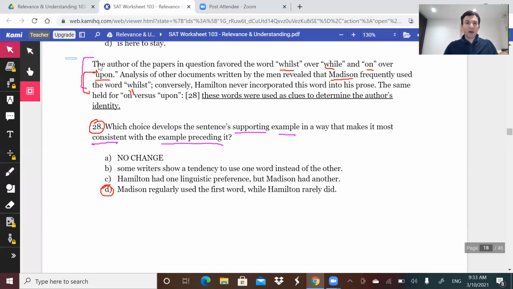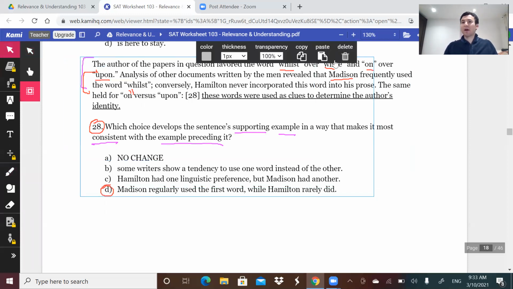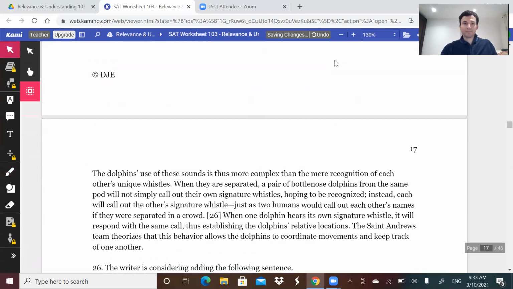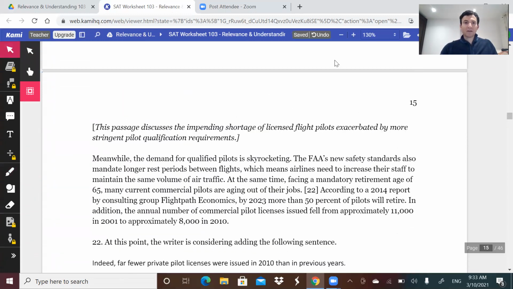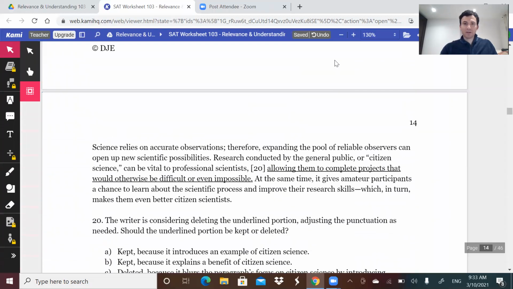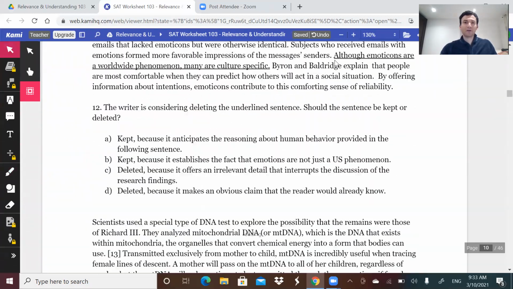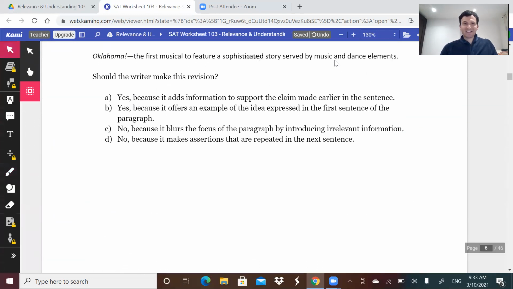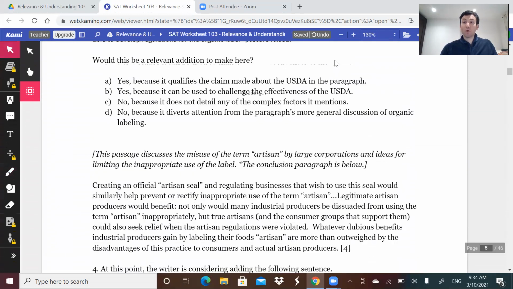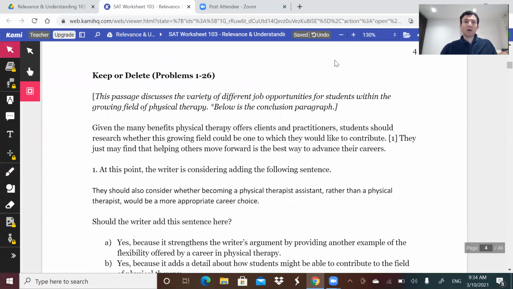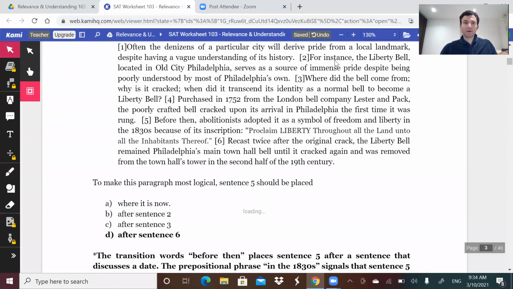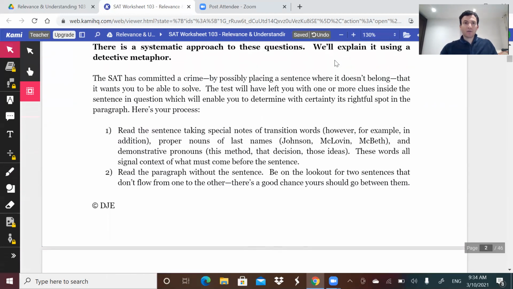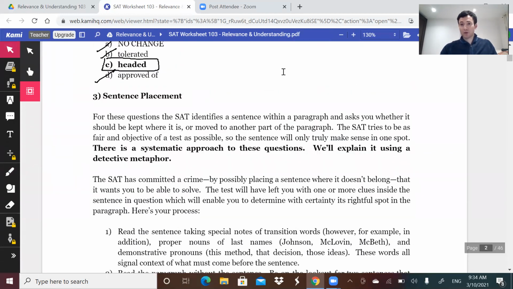Okay. We have one more question type to look at from this worksheet. And that last question type, and this is probably everyone's least favorite because it requires the most amount of work, but these can be quite engaging. And luckily, you're only going to get maybe 2 to 4 of these a test because the test makers know that they require a good amount of work. But these are the sentence placement questions. So they give you a sentence that's out of place, and you need to figure out exactly where it belongs.